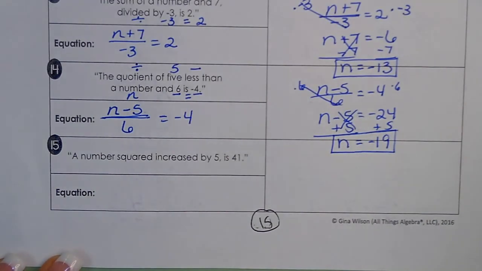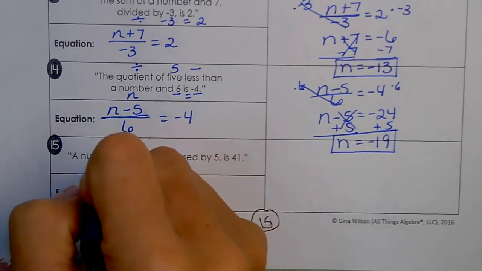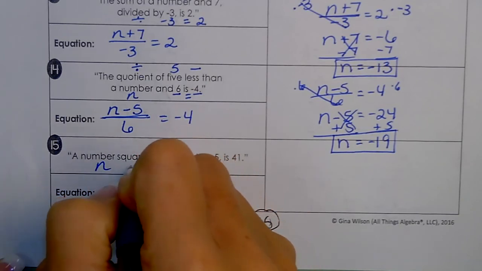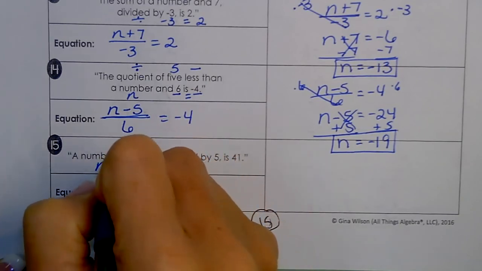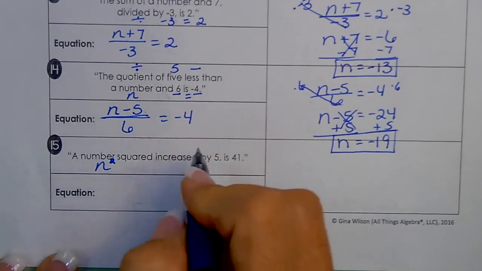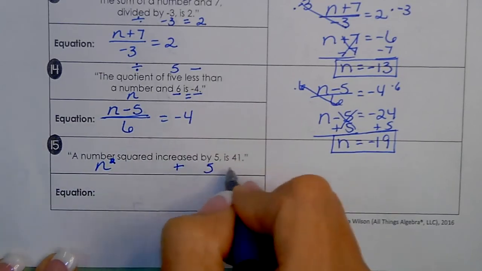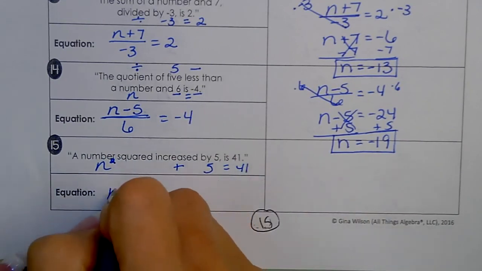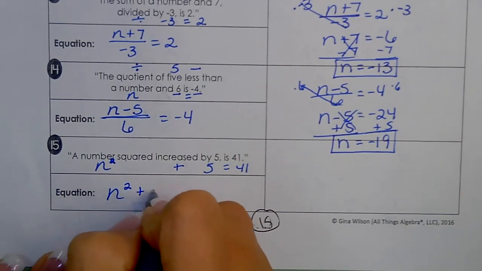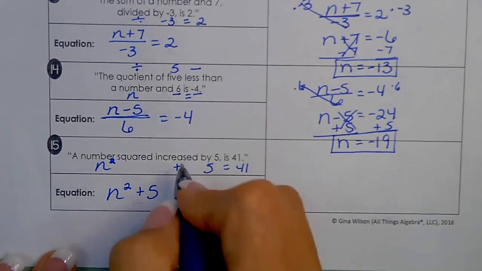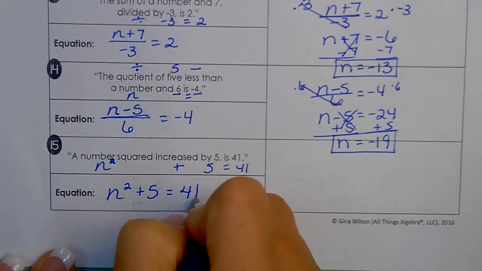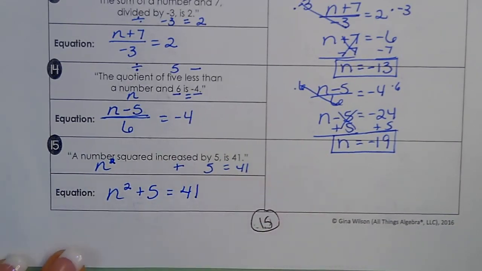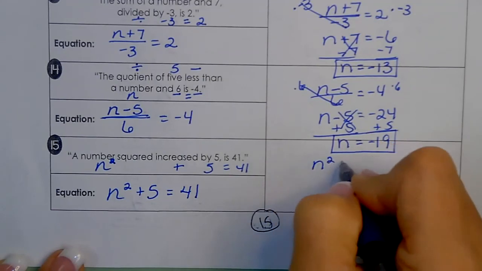Number 15, a number squared increased by 5 is 41. So a number squared, we know, has to do with an exponent. Increased by 5 is 41. So we'll do our number squared, increased by 5, add 5, is 41, equals 41. Okay, let's solve this.